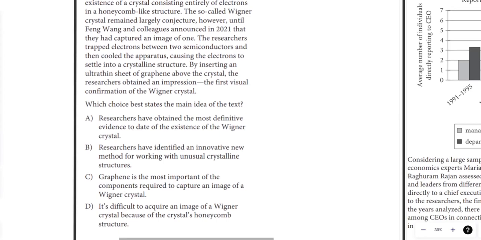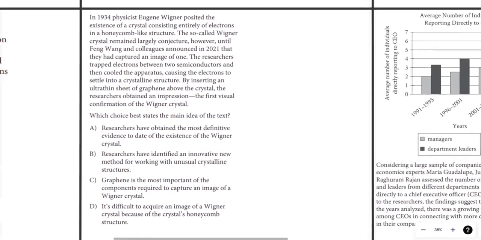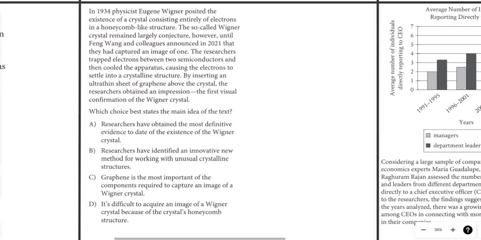All right, this next one is a long one, but we can get through it. Let's start by reading the question. We want to find the main idea of the text. Well, I'll probably have to skim this whole thing then. But it says in 1934, physicists posited the existence of a crystal consisting of entirely electrons in a honeycomb-like structure.